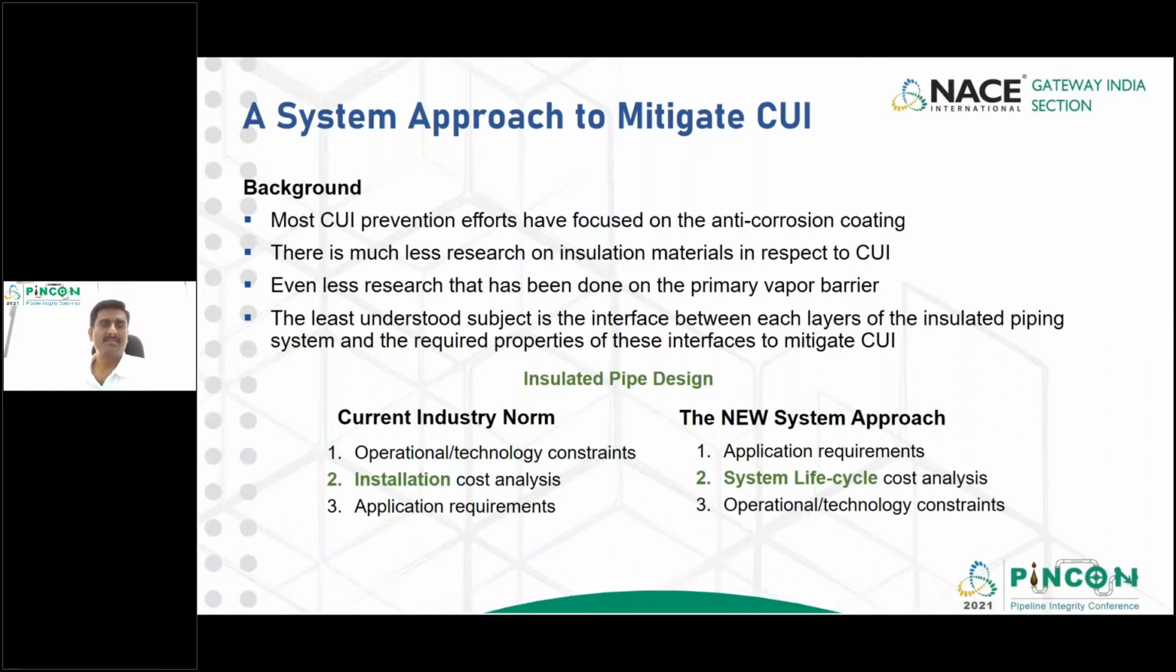A new system approach to mitigate the corrosion. Most standards, NACE, ASTM and ISO, have guidelines focused on the anti-corrosion coatings. Less research is done on the insulation material to prevent corrosion. Even less research has been done on the primary vapor barrier and its application. The least understood subject is the interface between each layer of the insulated piping system and the required properties of these interfaces to mitigate the corrosion.